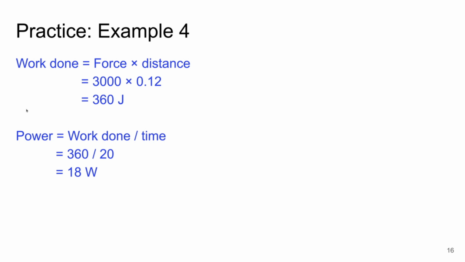Now, power equals work done divided by time. And we've got the work done, and that's 360 joules. And we know that it takes 20 seconds. Therefore, it's 360 divided by 20, which gives us 18 watts. That's the solution for example 4.